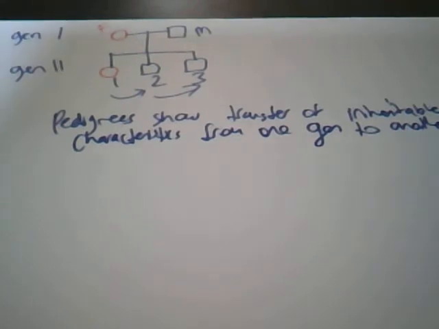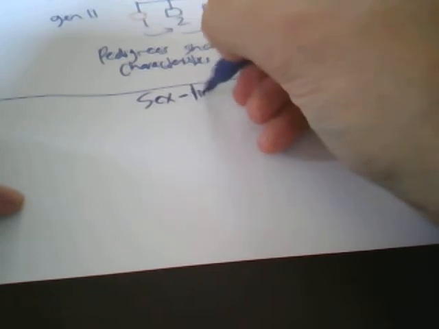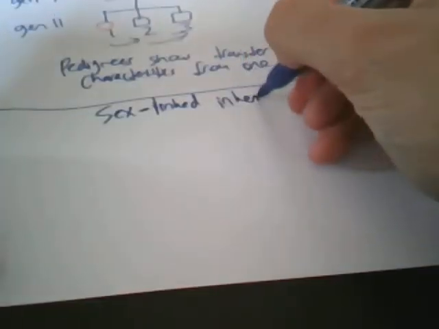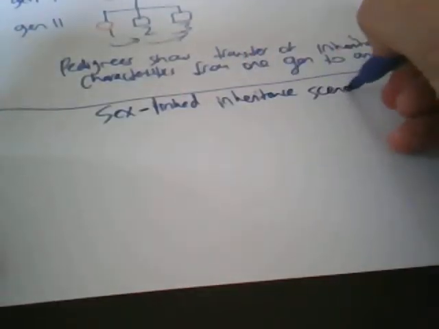Now let me show an example of a pedigree showing how a characteristic is transferred from one gen to the next. There are many ways of drawing these. All right, here we go. I'm going to show you a sex-linked inheritance scenario.